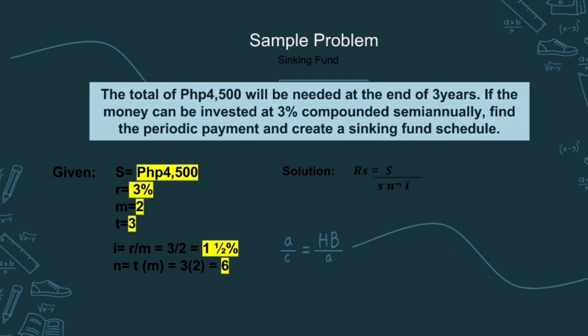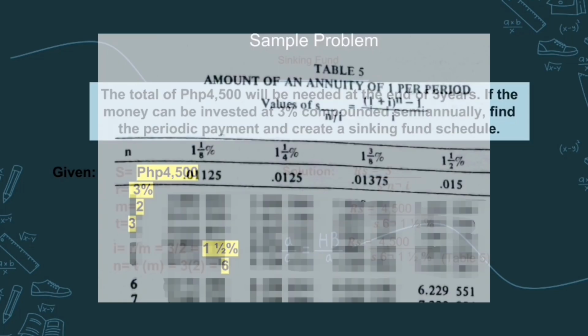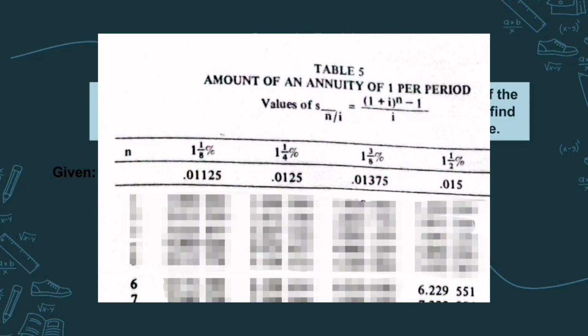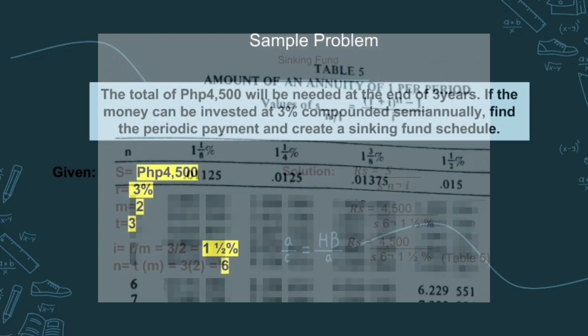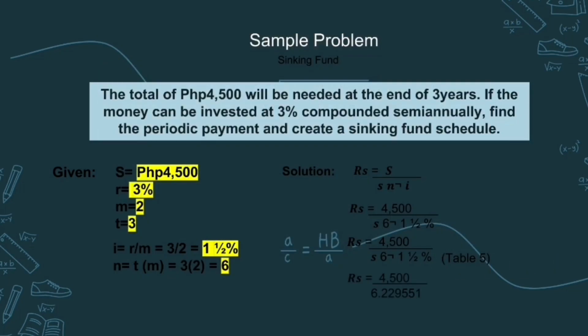So our formula is R_s equals S divided by s_n angled i. Let us substitute the given: 4,500 divided by s_6 angled 1.5%. Here, for s_6 angled 1.5%, we need the table of values in Table 5. I will just flash it on the screen so you can see the value of it. The value of s_6 angled 1.5% is equal to 6.229551. So we need to divide 4,500 by that.